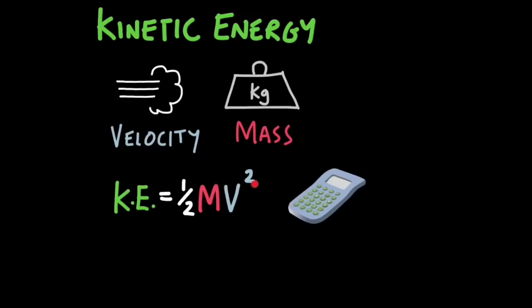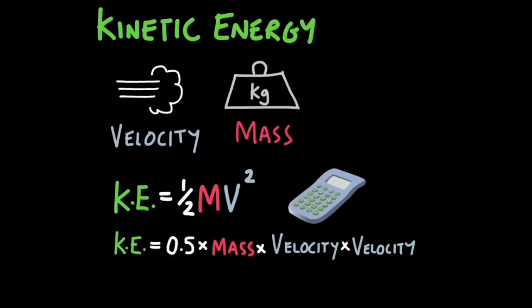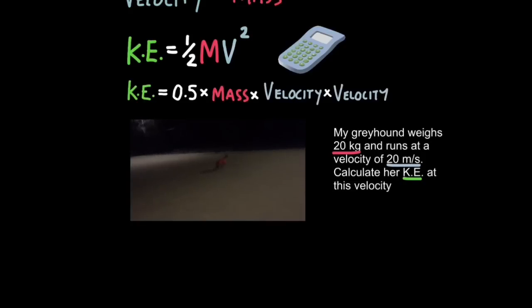But how would you write that in a calculator? Well, if you ever had to calculate kinetic energy, you would literally type this into your calculator. 0.5 for half, multiplied by the mass, which will be given in the question, times velocity, which will also be given in the question, and that accounts for velocity squared, v times v. So let's use this as an example.